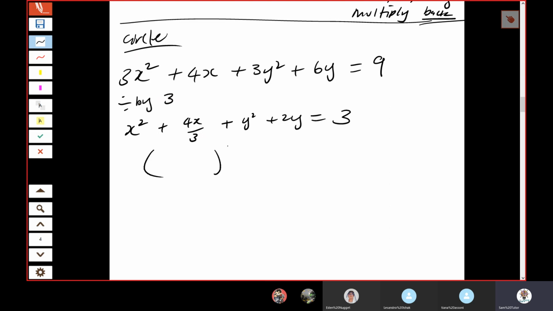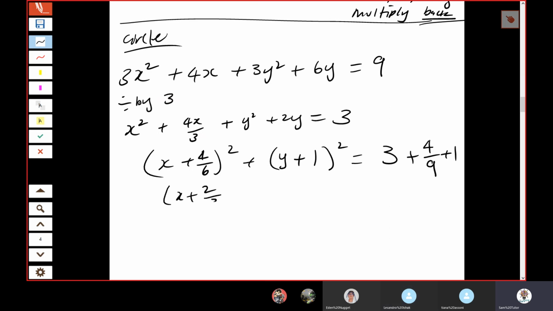So then bracket squared plus bracket squared equals 3. X plus y plus. What goes in here, Alessandro? Half of 4 and 3. And? Square it and put it on the other side. So plus 4 on 3 is 2 over, 4 on 6 is 2 over 3. 2 over 3 is 4 over 9. And then same thing with this one. Half it is 1. 1 squared is 1. All good? Yeah. All right.